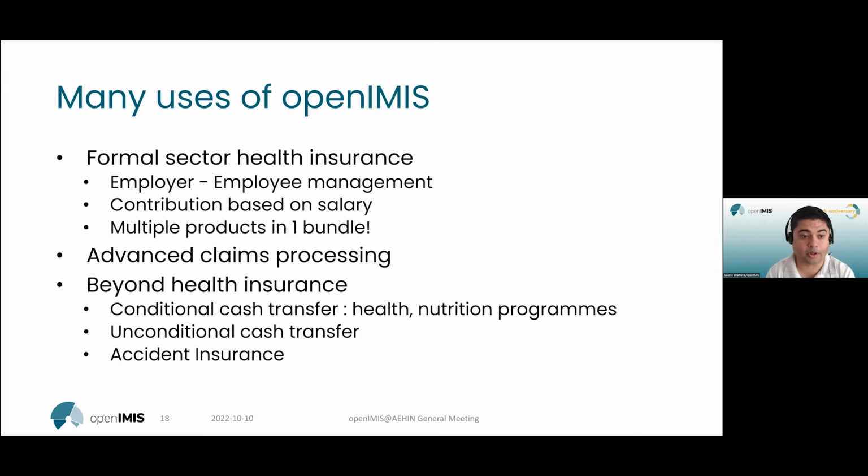And also with this, we can really go beyond health insurance in openIMIS. So not only formal sector health insurance, but with the payment work, we can do conditional cash transfers, such as in health and nutrition programs, where cash is being used as an incentive for people to improve their nutritional status, as well as to improve adherence to drug regimens and whatnot in health. Also unconditional cash transfers in the social protection space, as well as accident insurance, so employment injury insurance, something that has already been tried out both in Nepal and Bangladesh.